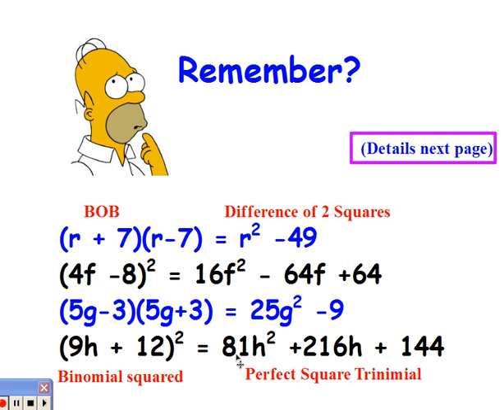And notice that this is equal to 9h squared. The 144 is equal to 12 squared. This was a plus sign. And then this 216h is equal to 9h times 12 times 2. That's the way we worked these problems because they were special products and we got special answers.